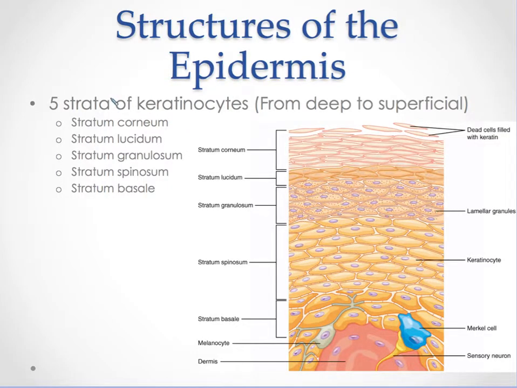These are your 5 layers. So from most deep to most superficial, we have your stratum basale, your stratum spinosum, your stratum granulosum, stratum lucidum, and stratum corneum.